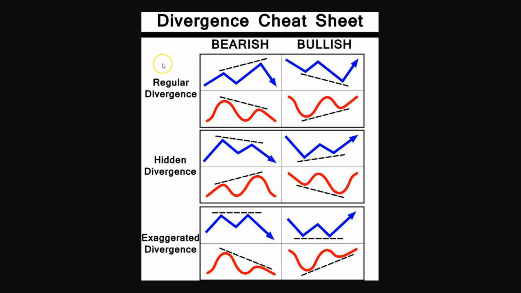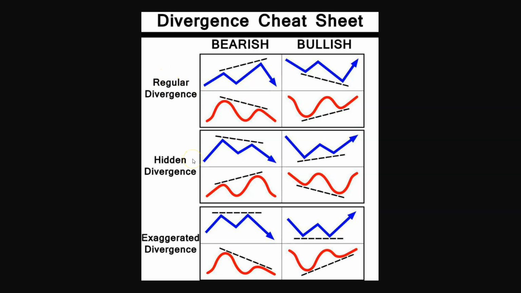Where the divergences come in is when we get a higher high in price and a lower high in the oscillator. And I'll show lots of examples of this. That would be a bearish divergence. Now, if we get a lower low in price and a higher low in oscillators, that's a bullish divergence. So those are just the regulars.